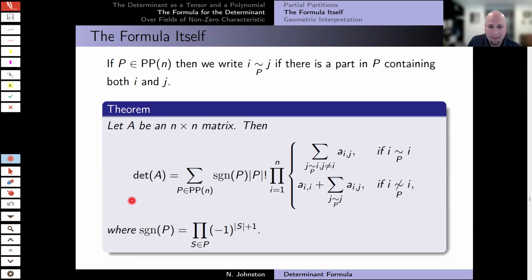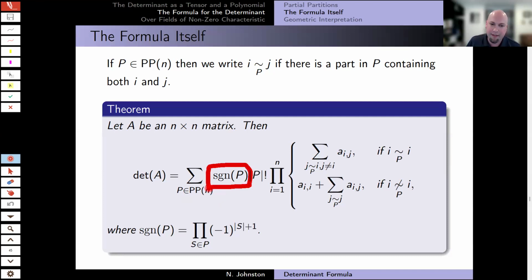An n by n matrix, then the determinant is a sum over, instead of being a sum over permutations, it's a sum over partial partitions with no singletons. So there are Bell number many terms in this sum. And the sum, in some sense, is very analogous to the usual Leibniz sum for a permutation, right?